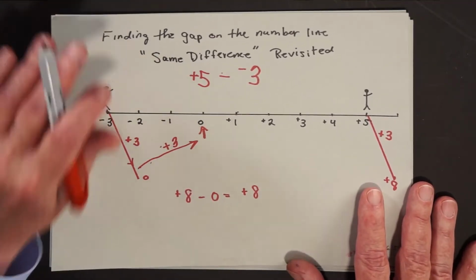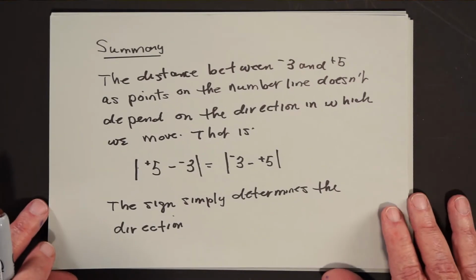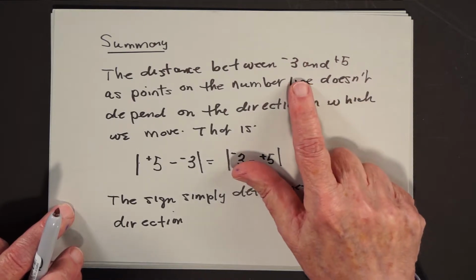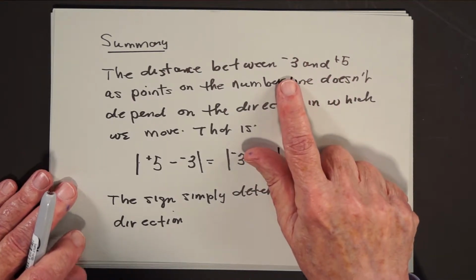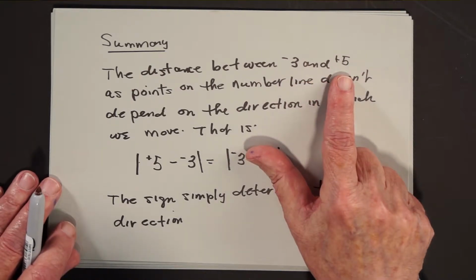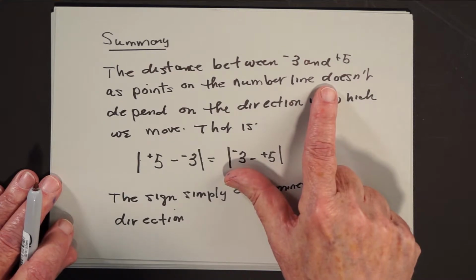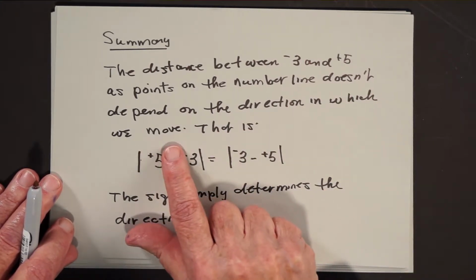It's the same gap. Just to summarize briefly, the distance between negative 3 and positive 5, and in fact you can do this with any numbers, I just happen to be working with negative 3 and positive 5, if we view these as points on the number line, the distance between them doesn't depend on the direction in which we move.